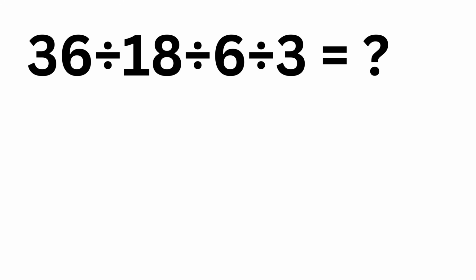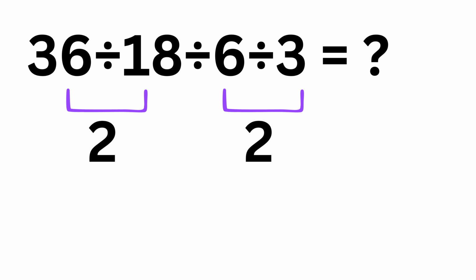36 divided by 18 divided by 6 divided by 3. Here, 36 divided by 18 gives us 2, and here we have 6 divided by 3, which is also 2. So 2 divided by 2 is just 1.